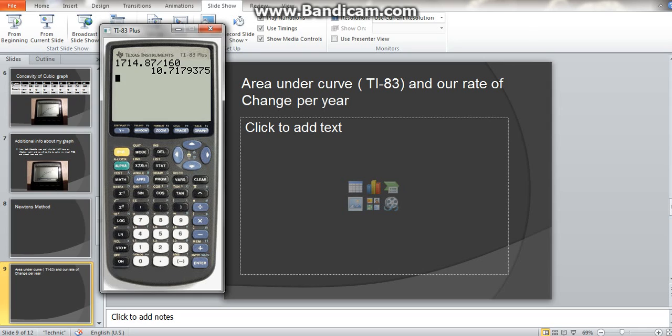To find our rate of change per year, we're going to divide that number by our number of years. And our coal change per year has been 10.71 quadrillions of coal. Our years got canceled out because we divided both by years, because this is years per coal used, and we divided by years, and all that left was the coal.